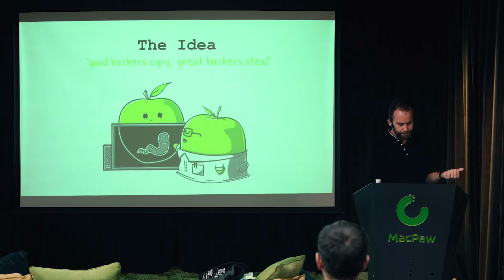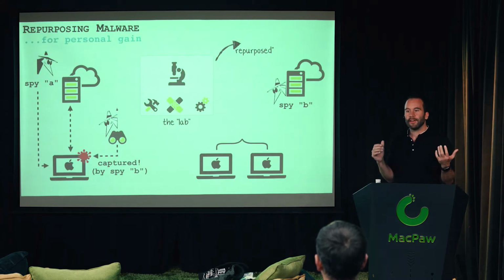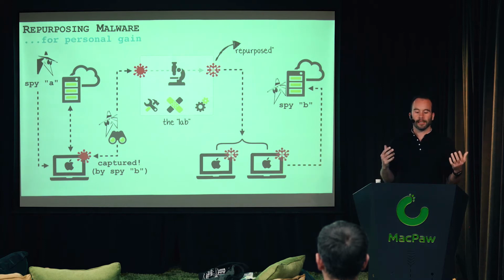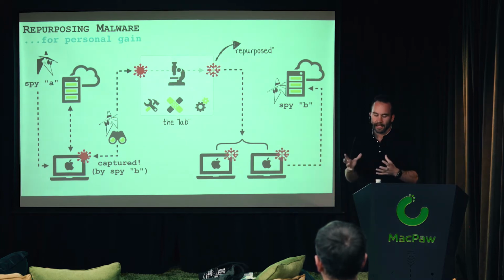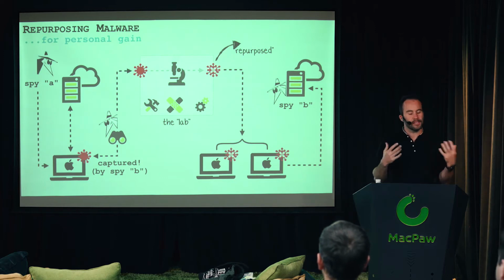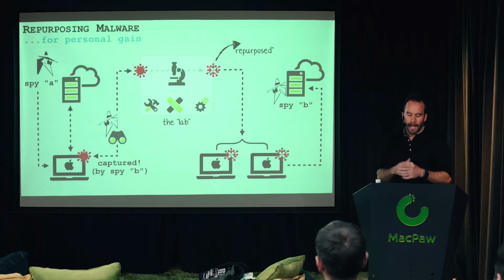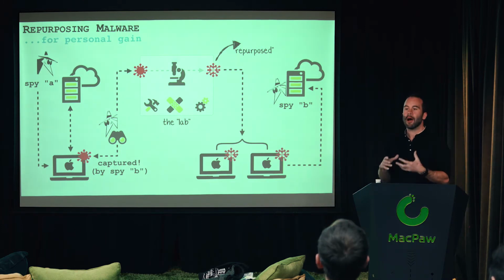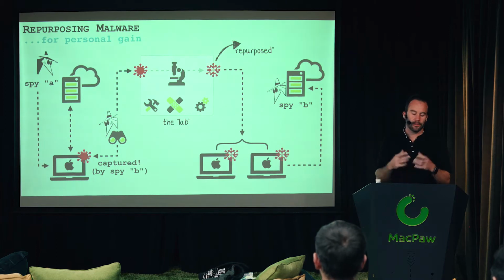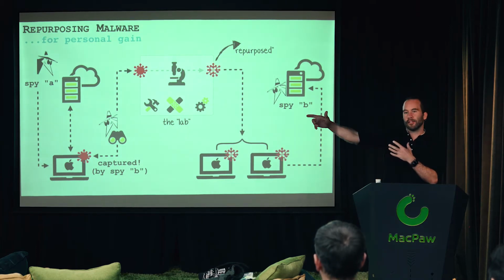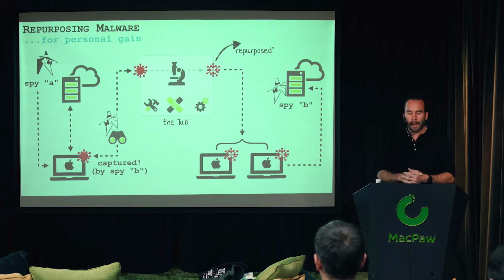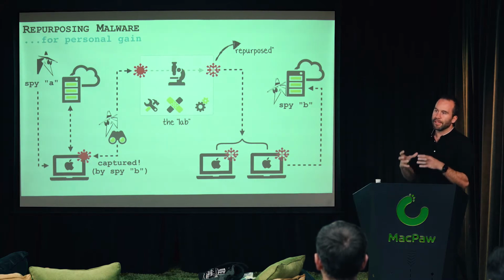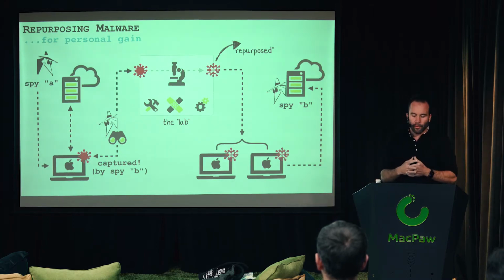So let's dive in. Here we have a diagrammatic overview that conceptually explains the repurposing process. Imagine Spy A has developed some neat, sophisticated, fully featured Mac malware and has deployed it to various targets. Spy B then somehow captures this malware, perhaps either in transit as Spy A is installing it on a system, or perhaps they pull it off an infected system. Spy B then takes this malware sample, this binary, into her lab and repurposes it.